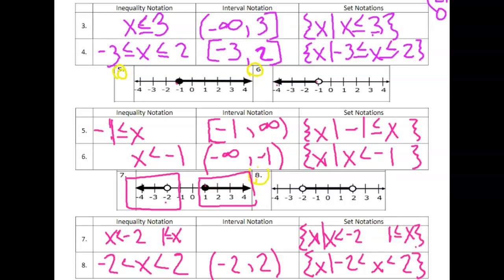But the way I join these is with a big U. The U stands for union. I'm going to do the same thing in interval notation. My first was from -infinity to -2, parentheses and parentheses for the open point, and then the union with 1, infinity, parentheses around the infinity, bracket around the closed endpoint.